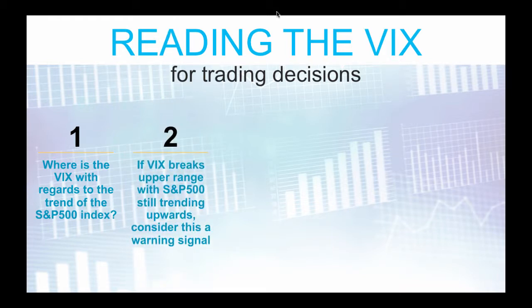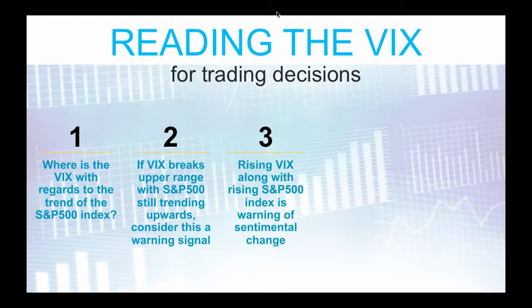Second of all, if the VIX breaks through that upper range of the S&P 500 while the trend is still pushing higher on the S&P 500, then consider this a warning signal, okay? I was just discussing that; I kind of merged those two together. Now, a rising VIX: if the VIX has gone up for the day and the S&P 500 has gone up for the day, that to me is a little bit of a warning signal that maybe there's a little bit of uncertainty. It could be ahead of some economic news, so you can go and check that. It could be during earnings season, for example.